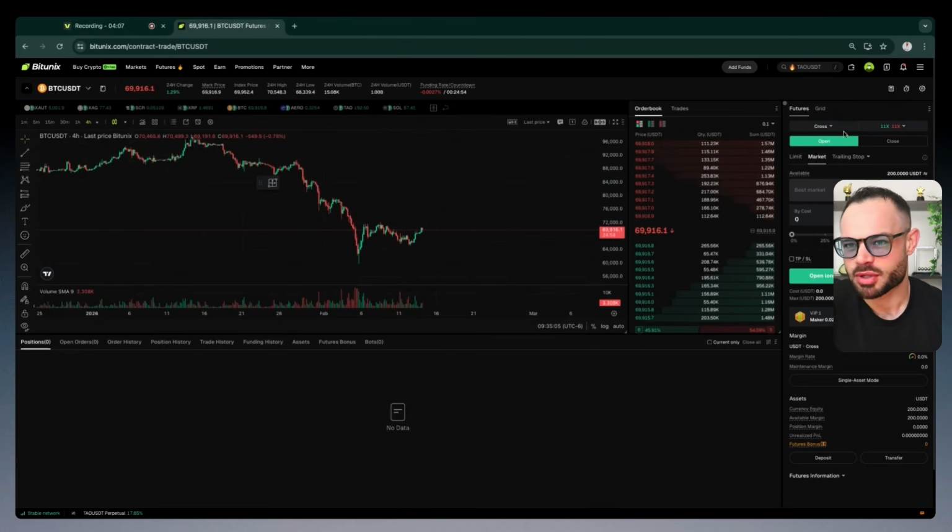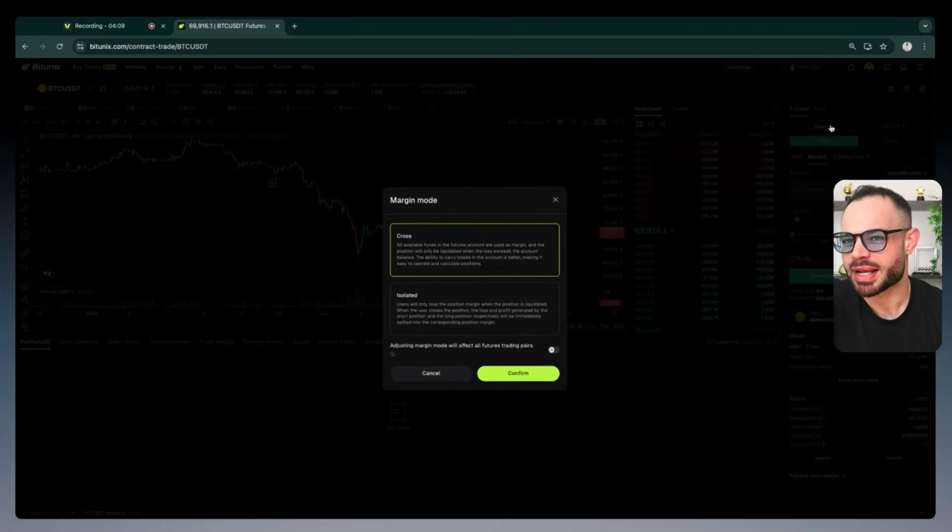When I scroll over to the right hand side here, you can see the next thing I need to select is whether I want to use cross or isolated margin. Now, if you're not already familiar, cross margin essentially means that the funds in your account, spread across other futures positions in this same account, will all be used as collateral across all of your positions. And if you're using isolated margin, only the margin or collateral that you're using in that isolated position is being used to help you avoid liquidation.